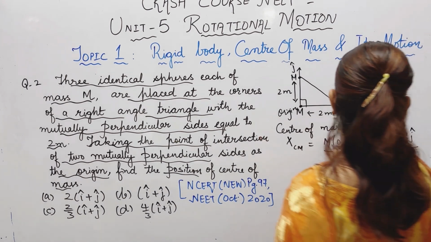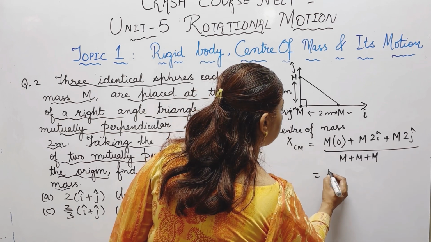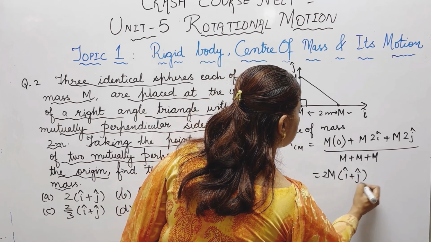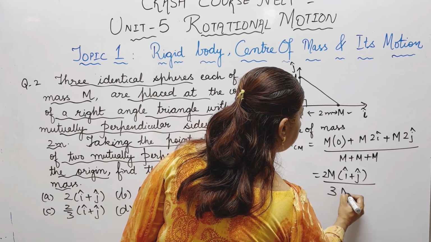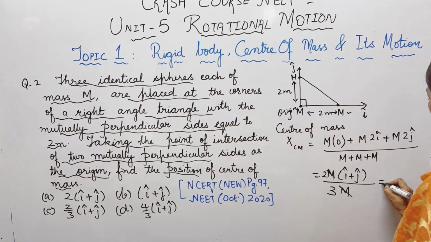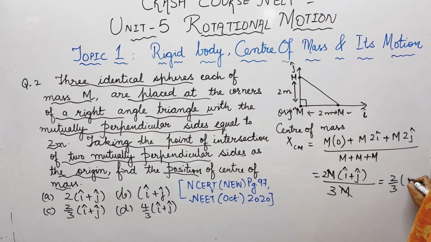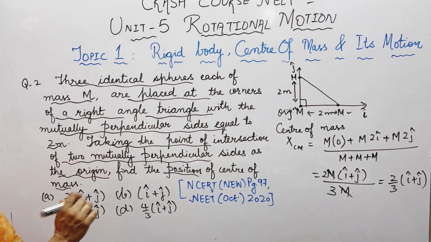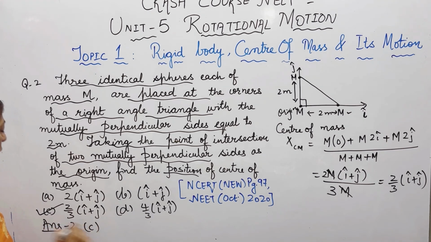Now we will have m times 2(i cap plus j cap) by 3m. m cancels out here. So we are having 2 by 3 (i plus j). Now if we look at the options, our answer goes with option number C, and the answer for the second is option C, 2 by 3 of (i cap plus j cap).